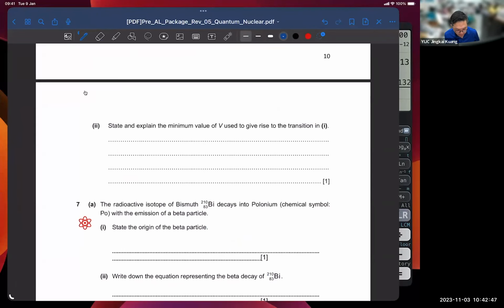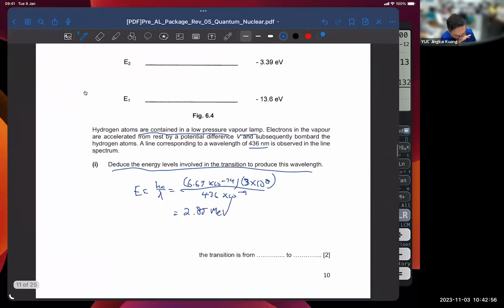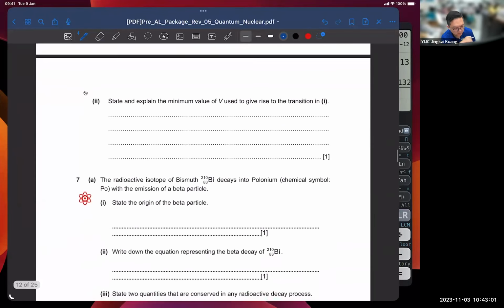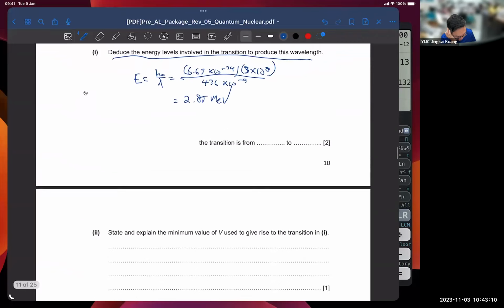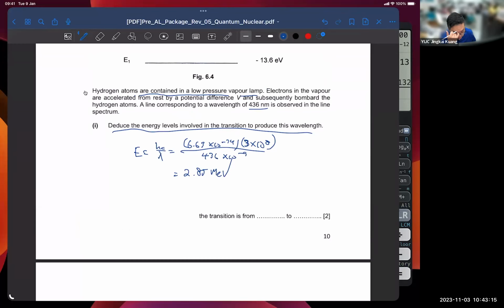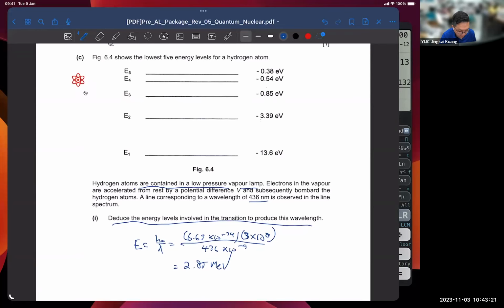Then explain the minimum value of V used to give rise to a transition. V is the potential difference. State and explain the minimum value of V. How will you give rise to the 436 transition? That means I need to excite it up to at least this level here. If I want to have E4 dropping to E2, I must first cause it to come to here first.